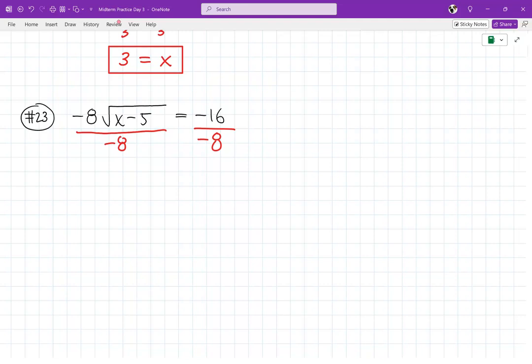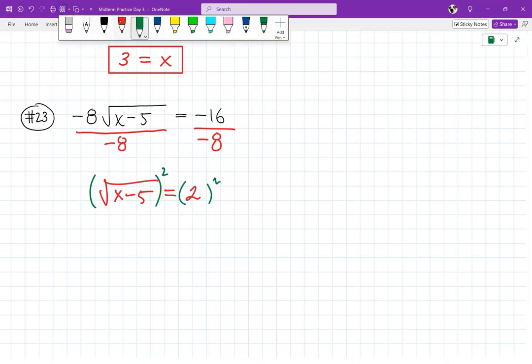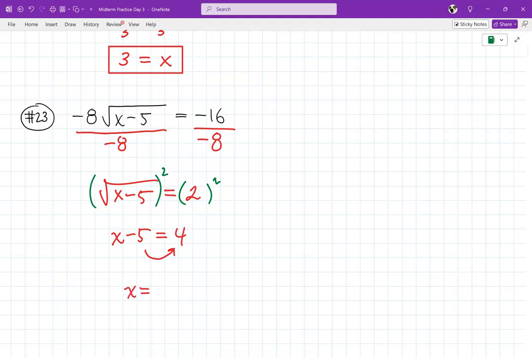Well, once we get that out of the way, we get the square root of x minus 5 is equal to 2. Now we'll square both sides since the radical is all by itself. So square here, square here. So I get x minus 5 is equal to 4. I'm just going to add 5 and I'm done. So x is equal to 9.